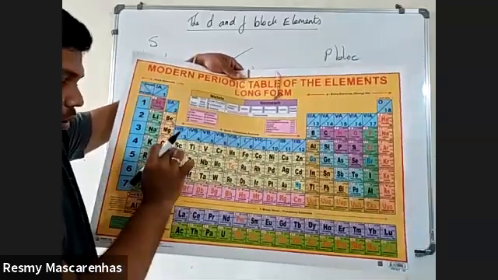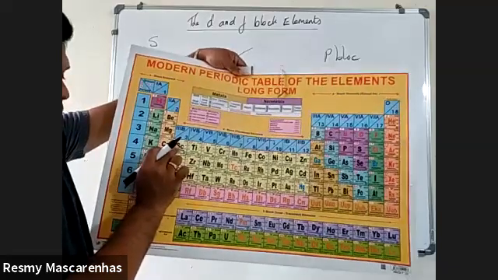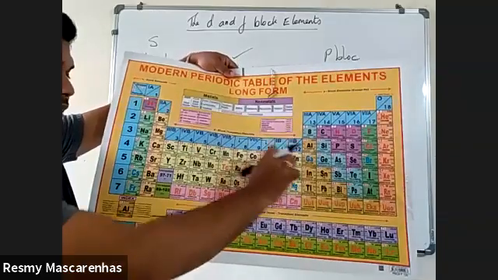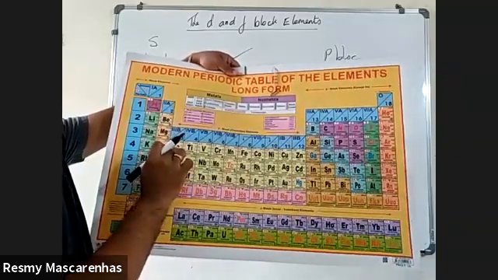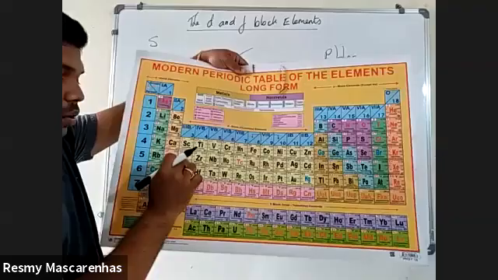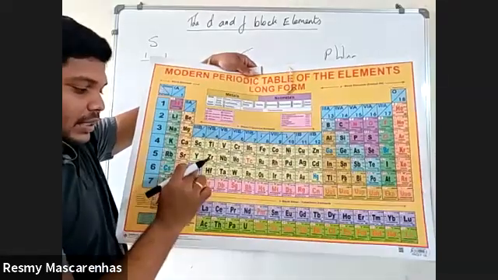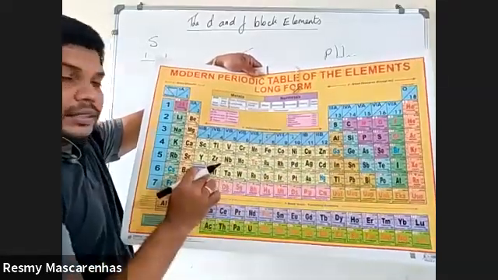Now here, that is 21, scandium, the first yellow line. Everybody can see this yellow line. 10 elements are there. This is called the first transition series. This is called the second transition series. This is called the third transition series.